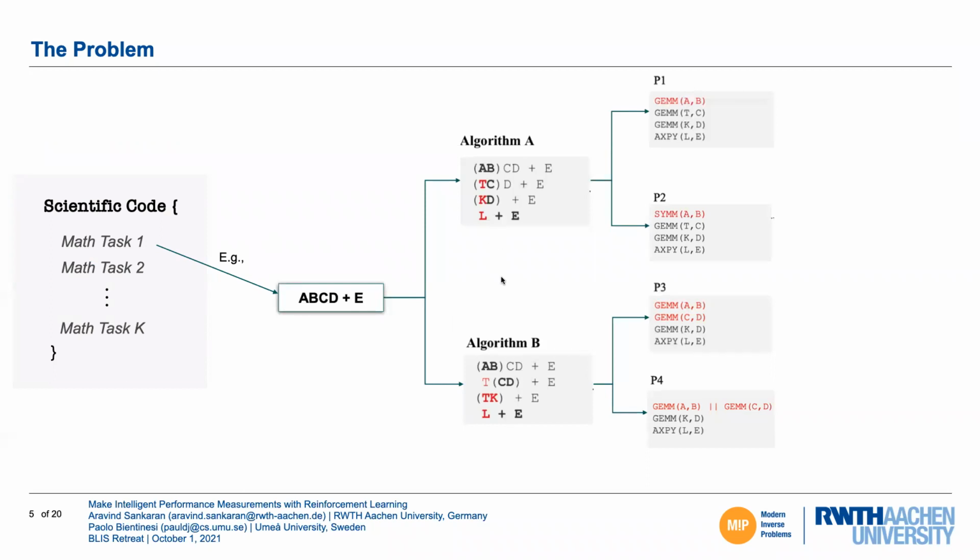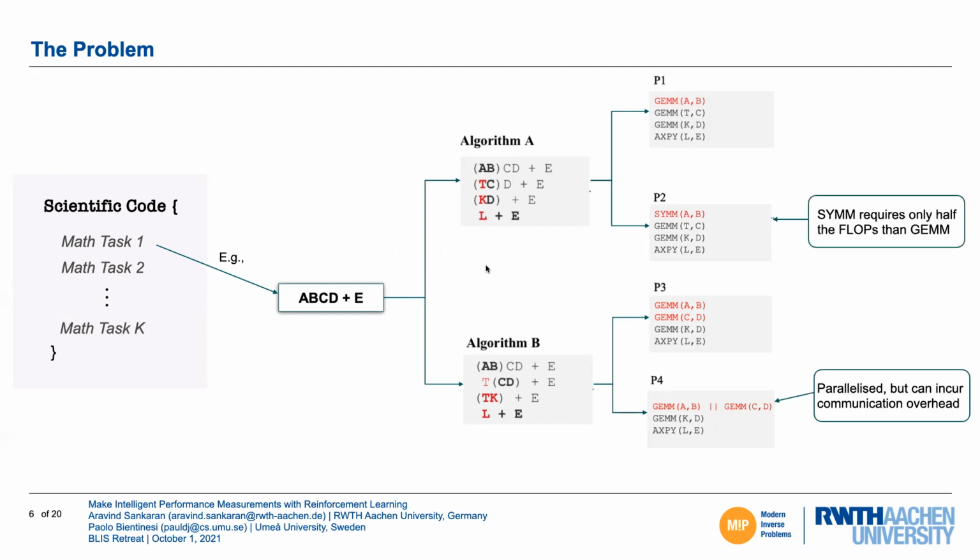For instance, here I show two different parenthesizations for a matrix chain of length 4. Both the algorithms are mathematically equivalent, but the number of flops can differ, so the performance can also be different. The performance also changes based on the choice of BLAS calls. For example, if A and B are symmetric, calling SYMM instead of GEMM reduces the number of flops by half.